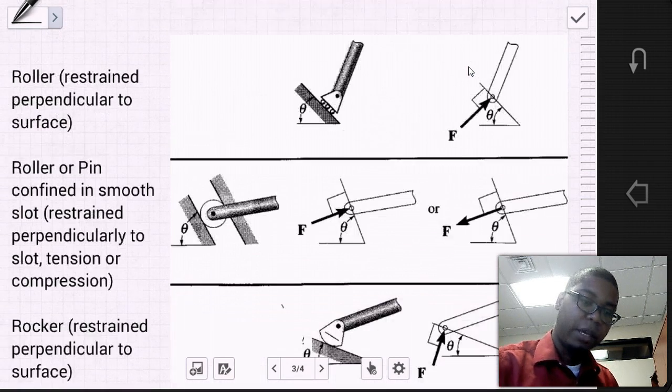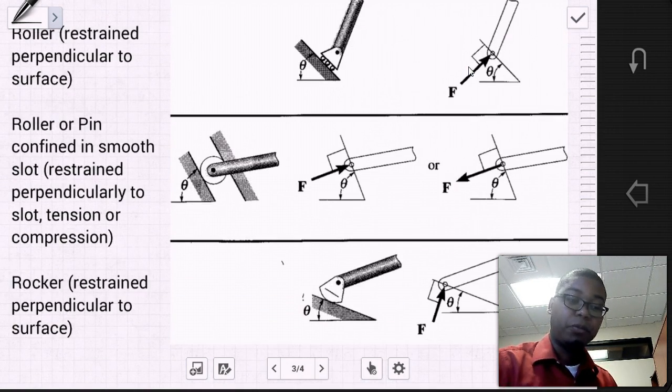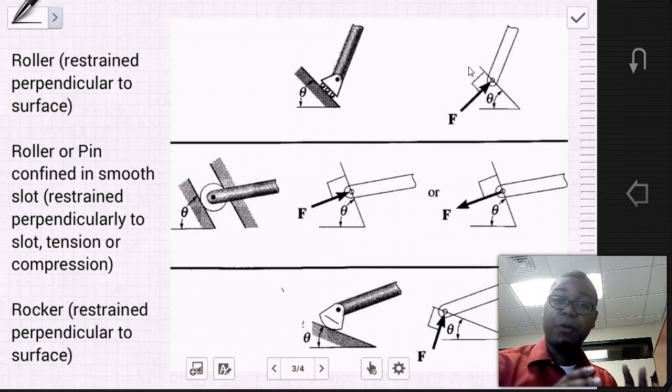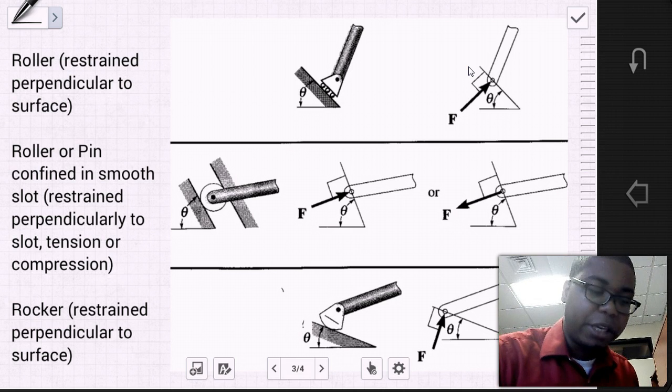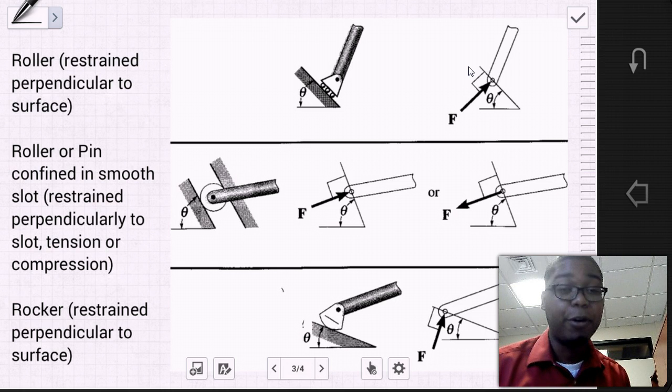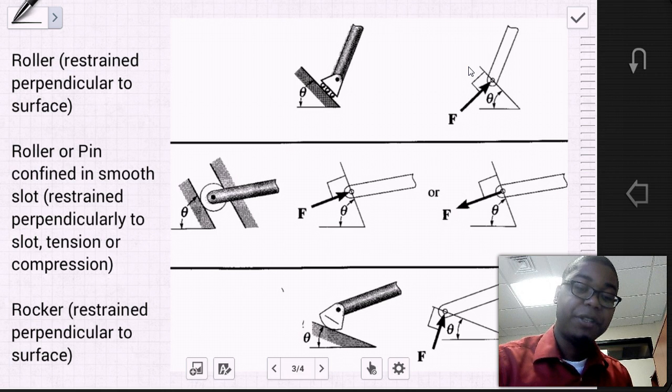Okay. Now let's go on to a roller. With a roller, the body is restrained perpendicular to the surface. If we look at this example, we have theta here. Theta could be 0, 90 degrees. It could be any quantity. But no matter what quantity it is, the body is restrained perpendicular to the surface. So a force is going to develop perpendicular to the surface upon which the roller rolls. And that force is going to be in compression.